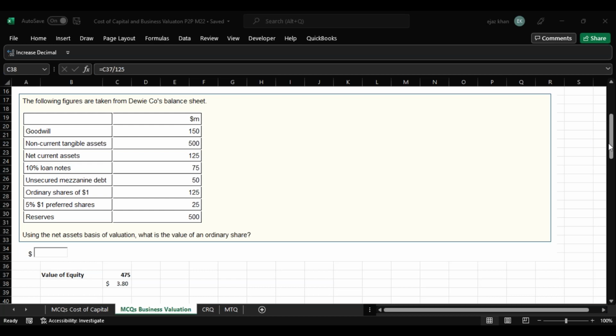For financial management, remember, we never consider preference shares as part of equity, even if it's irredeemable. Whether redeemable or irredeemable, we treat preference shares as debts.